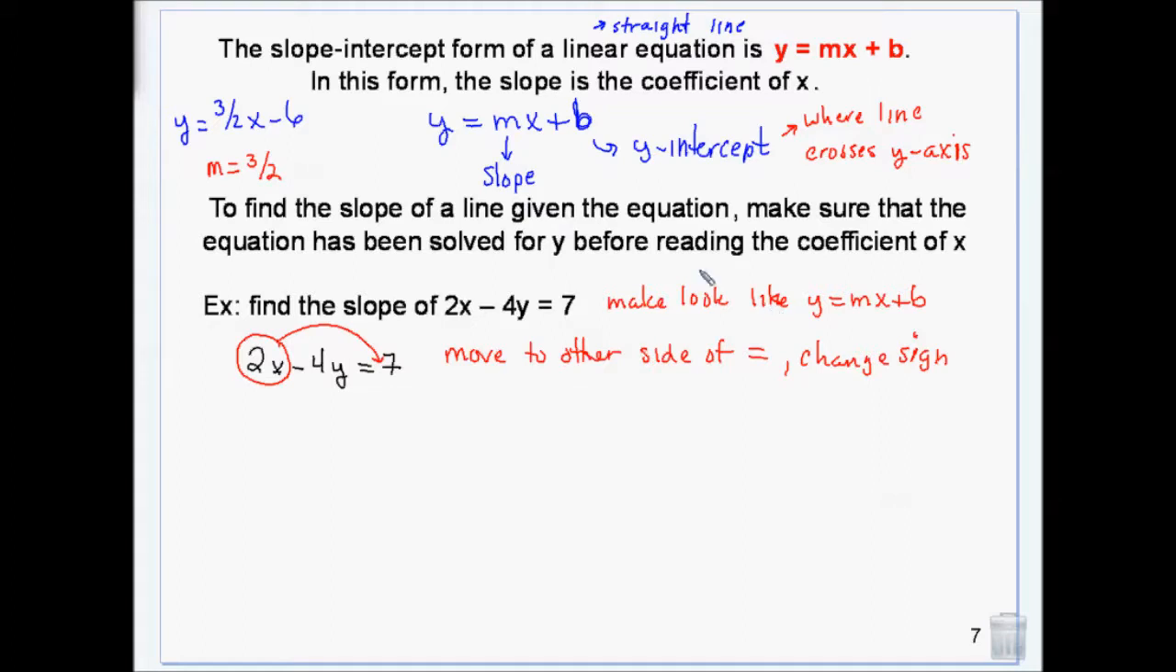And if you think about it like a sports team, if this guy got traded from this team to this team, he would not wear the same jersey. Right? He'd have a new jersey. So he changes signs. So the y stays the same. The x was positive, so now it's negative, and the 7 stays the same.